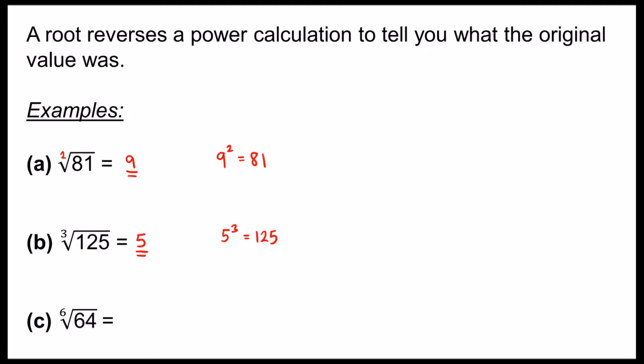Lastly, I'm asked to work out the 6th root of 64. That means what number to the power of 6 gives me 64 as the answer. I know that 2 to the power of 6 is 64, and therefore reversing that tells me the original value was 2, and that's therefore my answer.